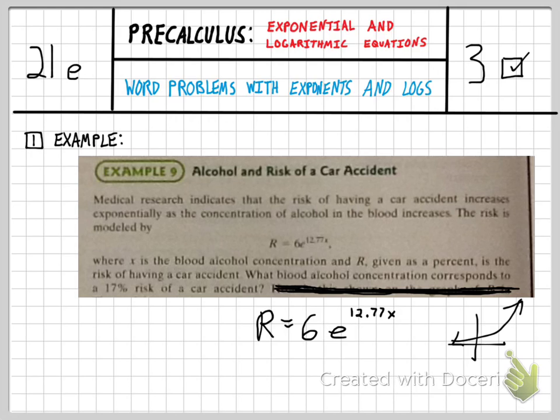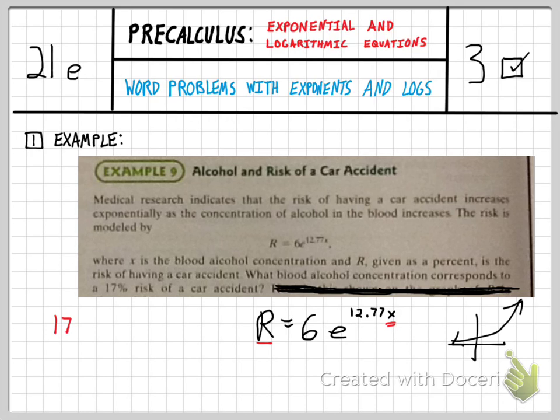It should make some sense that the more alcohol you have in your blood, the more likely it is that you have an accident, and that might get very large very quickly. So hopefully that makes sense. Our question here is, how can I figure out how much blood alcohol would give me, according to this model, a 17% risk of a car accident? In this case, it's asking us to find the x value given that r is 17.